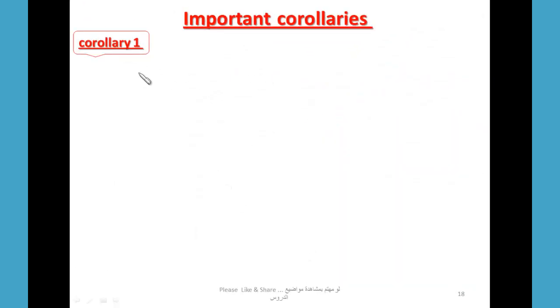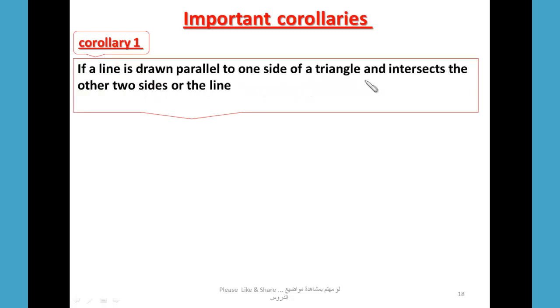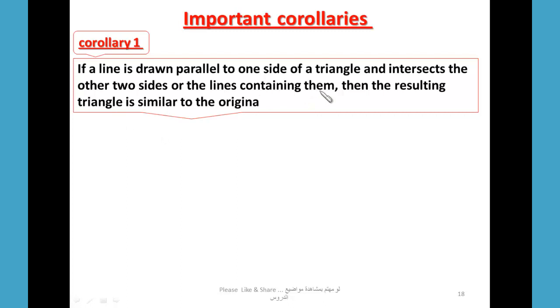Important corollaries. Corollary 1. If a line is drawn parallel to one side of a triangle and intersects the other two sides or the lines corresponding them, then the resulting triangle is similar to the original triangle.